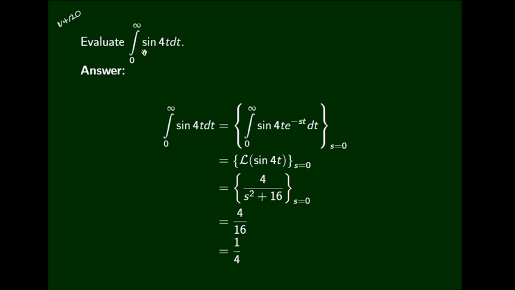Evaluate the integral from 0 to infinity of sin 4t dt. We rewrite this integral using an e raised to minus st function within the integral and put s equal to 0. When we put s equal to 0, we will get back the original integral.